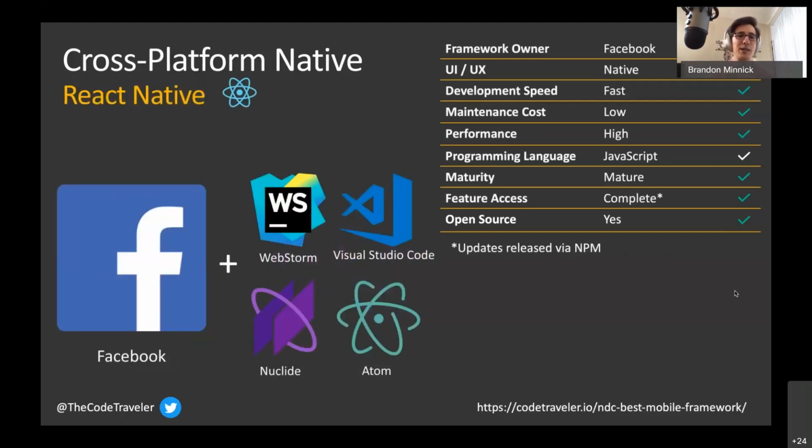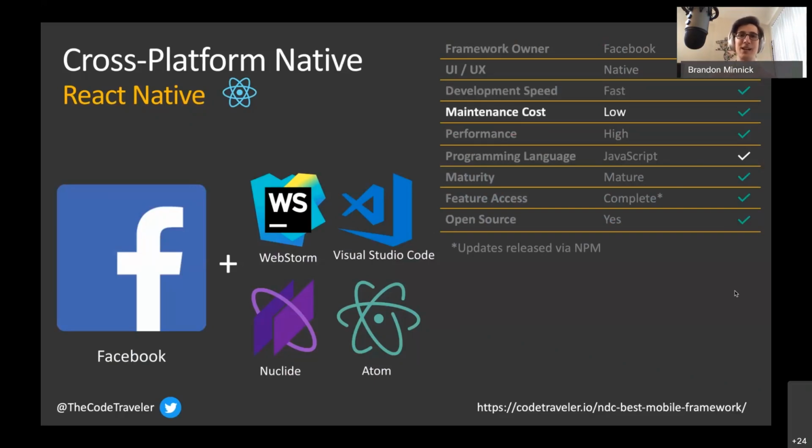Now, another cross-platform native tool that's very popular is React Native. React Native is created by Facebook. And again, it's a native app, so your UI and your UX will still be native, similar to what we talked about with Xamarin. Your development speed is going to be a lot faster than if you had built it using the first-party tools, because again, you're writing all your code in one language that runs on both platforms. So you can essentially build the app once with one development team, and it'll work on iOS and Android.